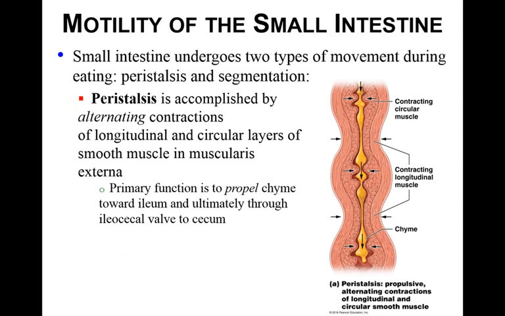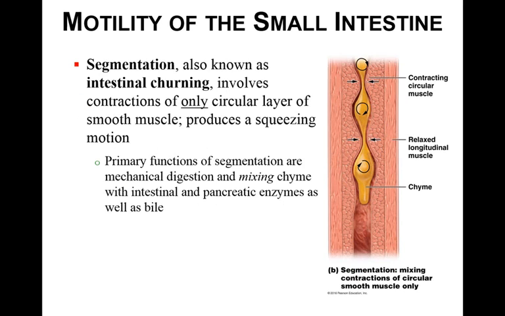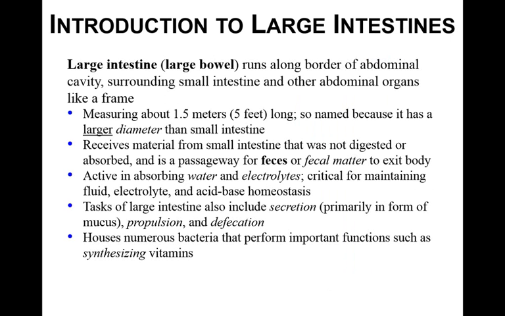Now, there are 2 different types of movement that the small intestine undergoes: peristalsis and segmentation. Peristalsis is alternating contractions between your circular layer smooth muscle and your longitudinal smooth muscle. The primary goal here is to propel chyme toward the ileum, ultimately into the cecum through that valve. And then segmentation is called intestinal churning, and it's when you only contract the circular layers, basically a squeezing motion. The primary purpose here is mechanical digestion and to mix that chyme with the pancreatic enzymes as well as bile. This is where all the mixing needs to take place.